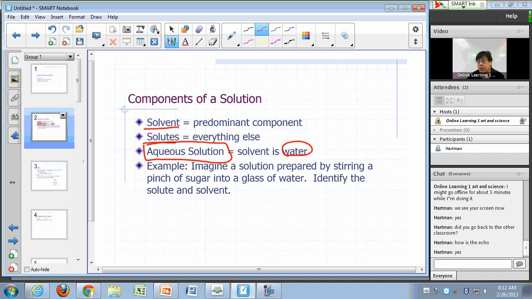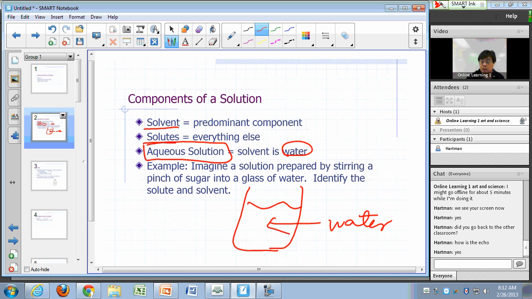So imagine you have a solution you prepared by stirring a pinch of sugar into a glass of water. What would be your solute and what would be your solvent? So your solvent would be water, and your solute would be the sugar.